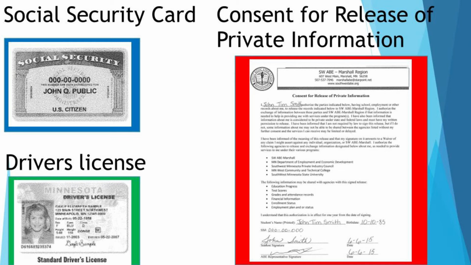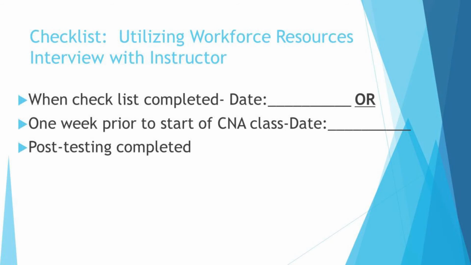The consent for release of private information document should have been printed previously. Each student is asked to complete this release and a signed copy given to ABE for their file. An interview with the instructor will be scheduled at a later time. All students are required to post-test in either math or reading to show growth and progress. A date and time will be set aside for students to complete this requirement.